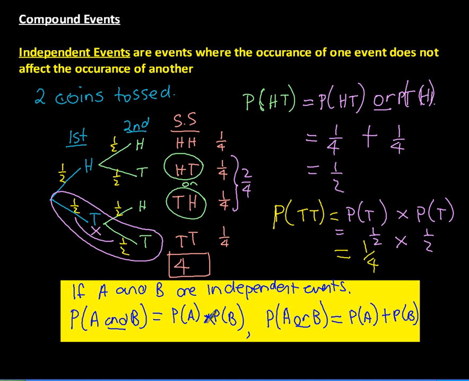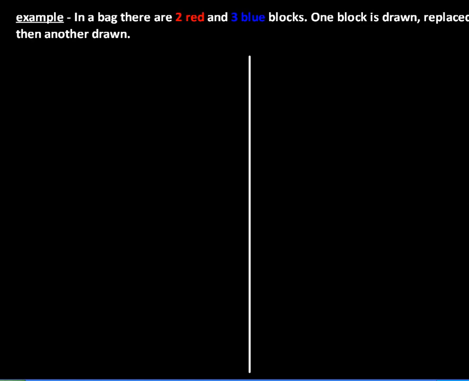Let's actually go and have a look at one where you'd need this a little bit more than you perhaps would with that nice simple one. Okay, so we've got a bag, sorry for my lack of creativity here, with 3 red and 2 blue blocks. One block is drawn, replaced, then another drawn. So we've got a compound event with 2 events happening. So let's have a look at our first draw. Alright, we have 2 red and 3 blue.